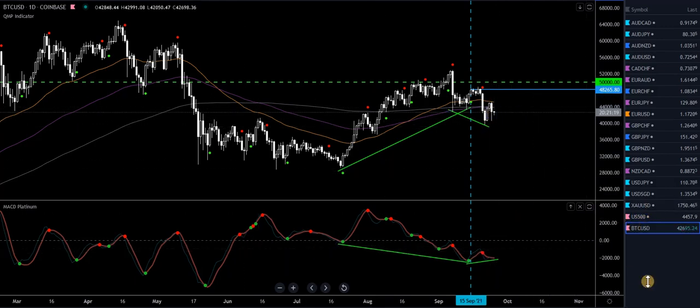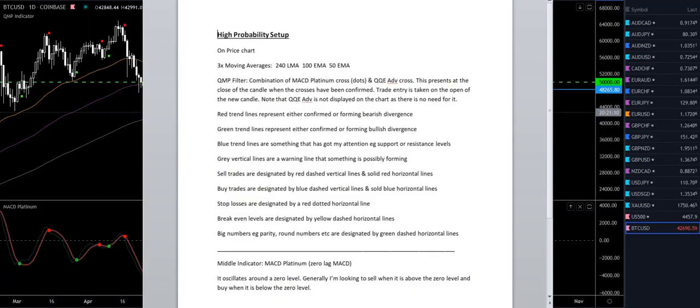So that's it for the charts, guys. Hopefully I went through a bit of trade management. I know I've got people asking about trading exits, etc., and when I do it, it's mainly that I'm looking at the MACD Platinum zero level. That's one thing, and previous highs, previous lows, and also a reversal on the QMP filter dot.